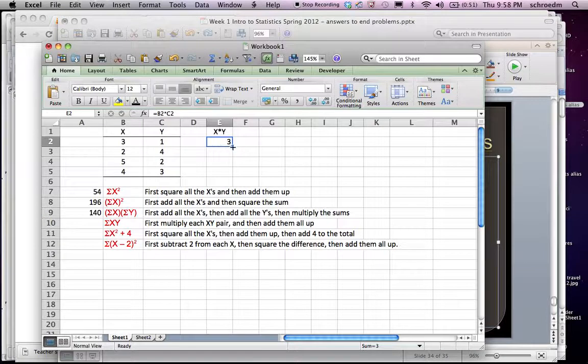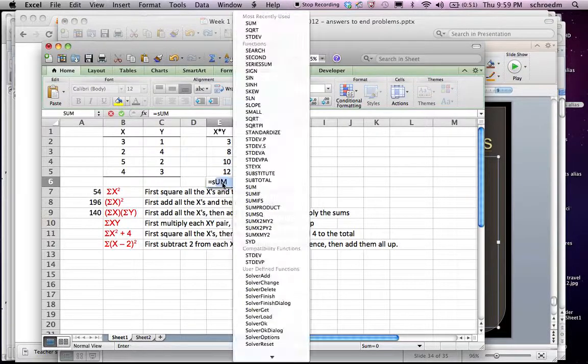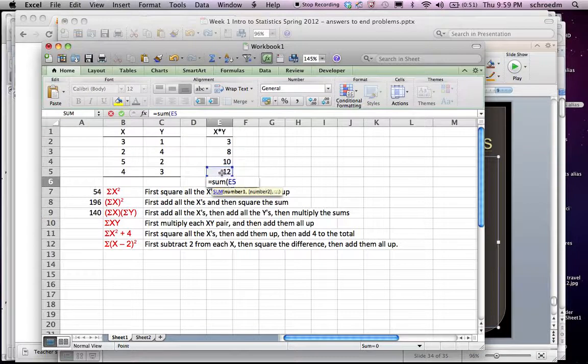Now, instead of typing that in over and over, I can just drag on this. And if you look at how this changes right here, it's B2 times C2, B3 times C3, B4 times C4, and B5 times C5. This comes in really handy when you have a ton of stuff to look at. And then I'm just going to say that this equals the sum of all those, and that gives me a value of 33.